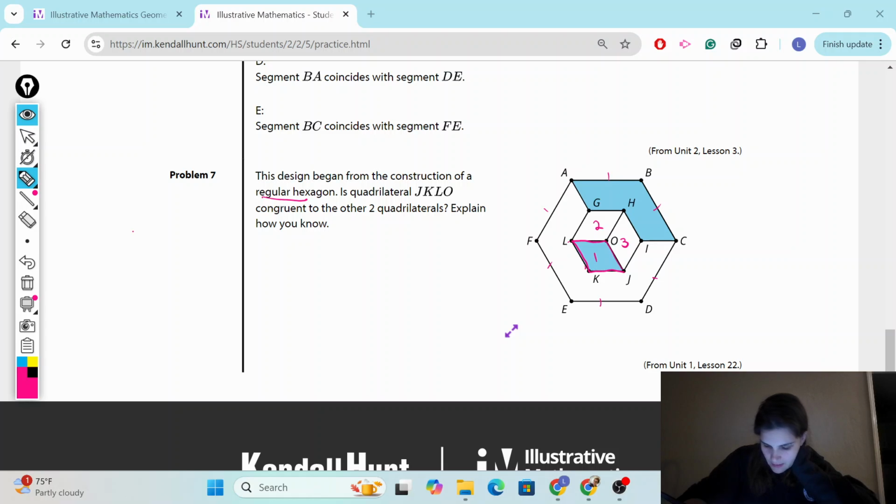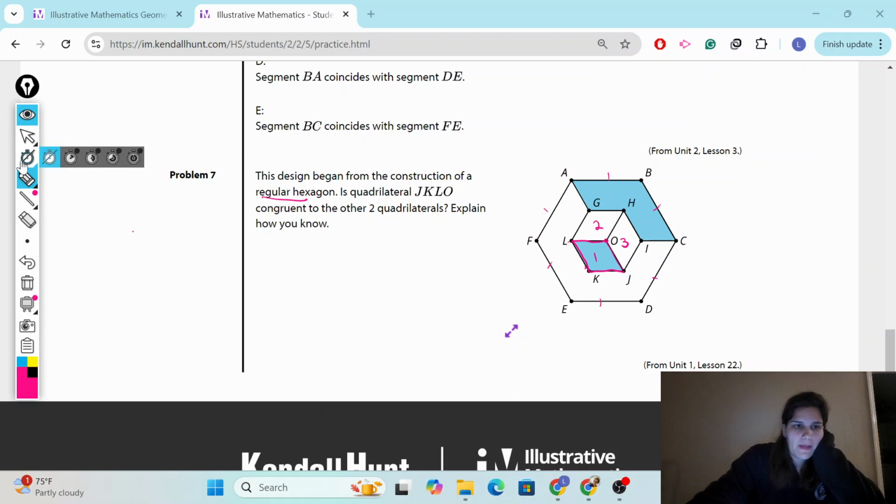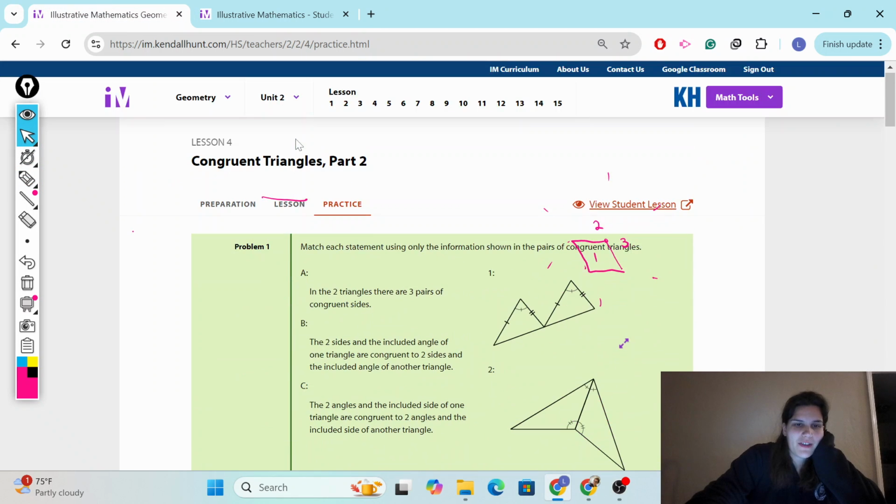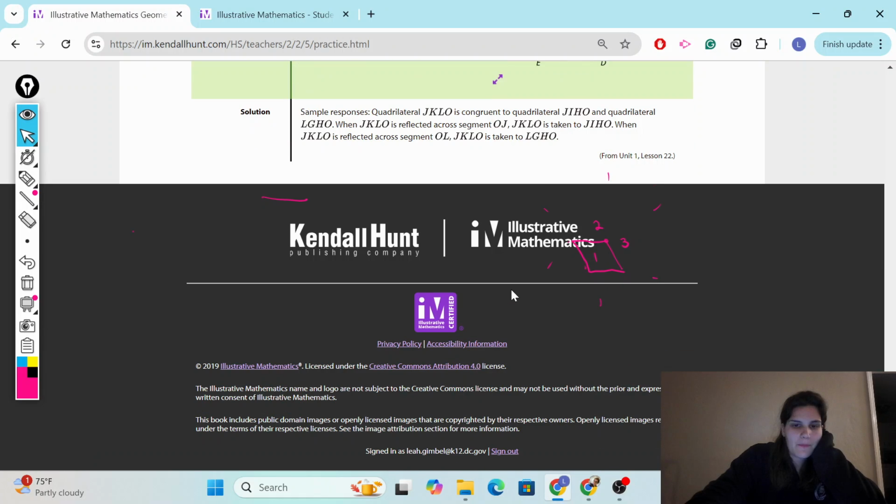And it looks like O is the center. Do we know O is the center? Would O not be the center? Theoretically, O could not be the center. I feel like the answer will tell us. AC has to line up, but this could not be a regular hexagon. We're gonna look at the answer because I don't want to give you the wrong answer. We're looking at the practice, and we're gonna go all the way down and see what's up.